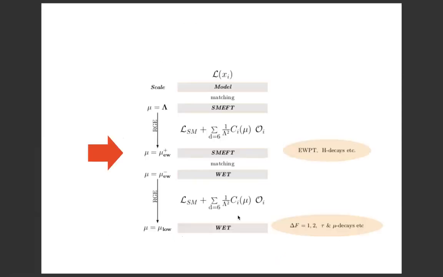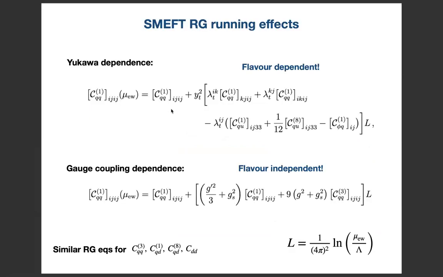Okay, so we are here at this point. Now to reach the new physics scale, we have to perform running from the electroweak scale to the new physics scale, lambda. So let us look at the running. The RG running of this Wilson coefficient depends on the standard model couplings like Yukawa couplings and gauge couplings. So first, let us look at the Yukawa dependence.